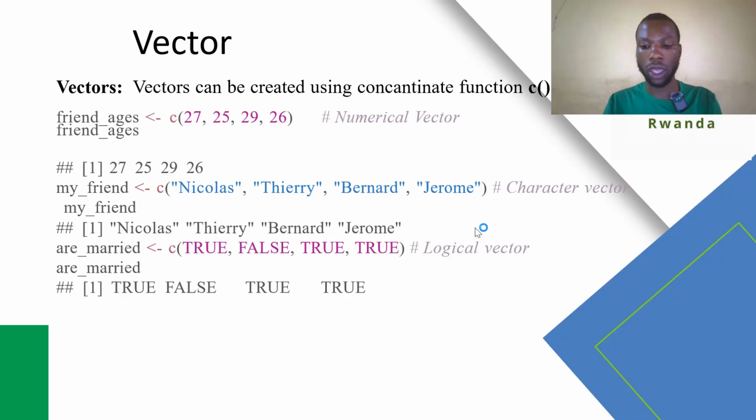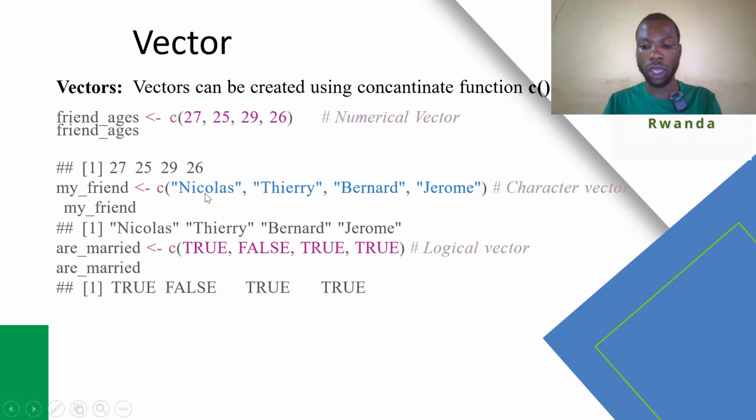So why do we use concatenate? We normally know that when we are generating an object, we use the equal sign or the less-than and minus sign to put the exact value. But if we need to assign more than one value to the object, we will need to use concatenate. As an example, we have the friend's age, where we need to assign more than one age, like four ages. We will use concatenate, and then we put them in. This is also numeric.